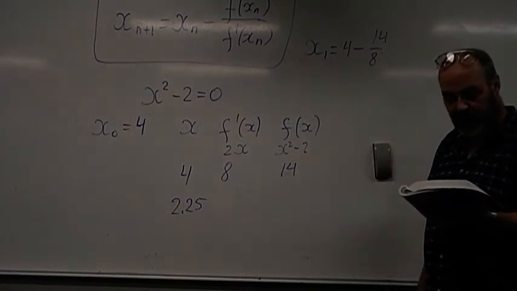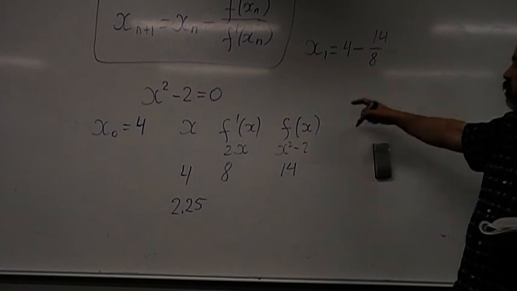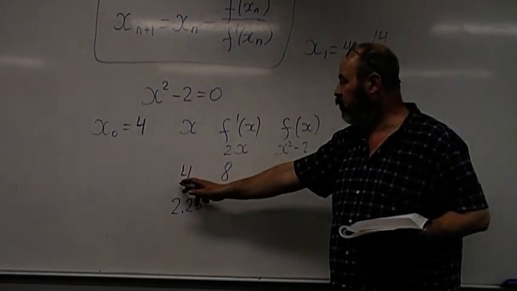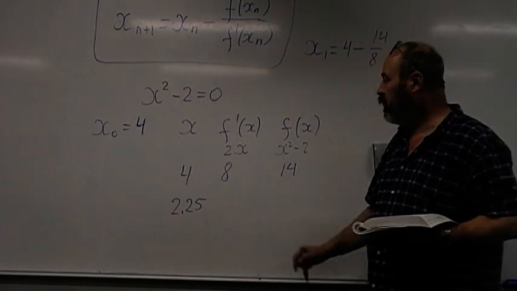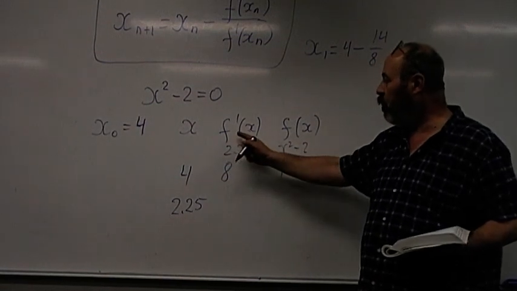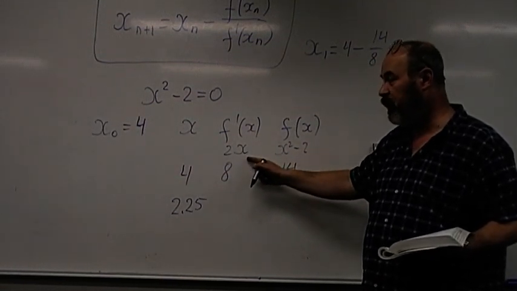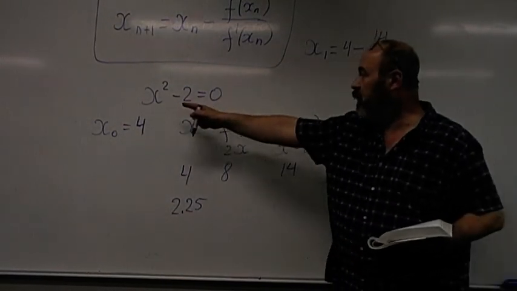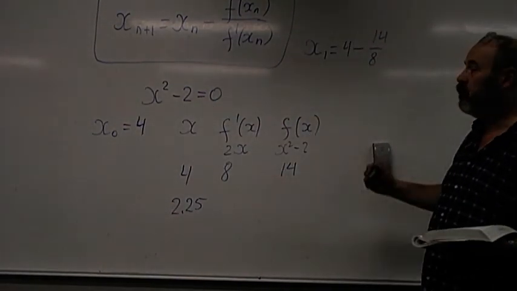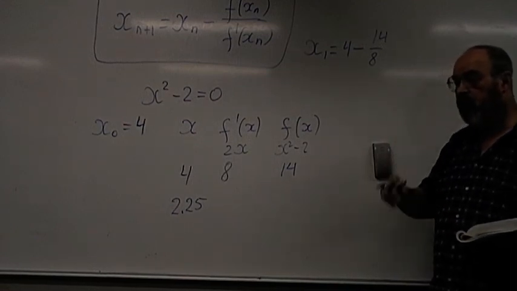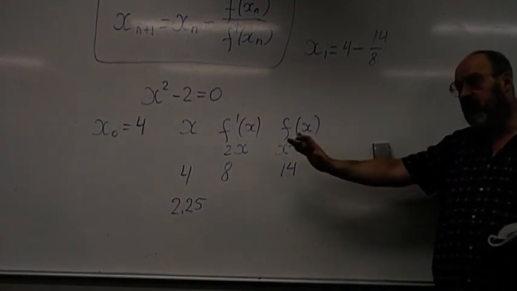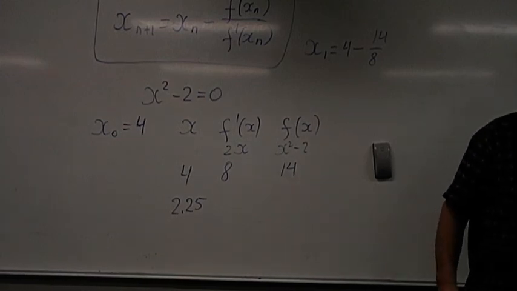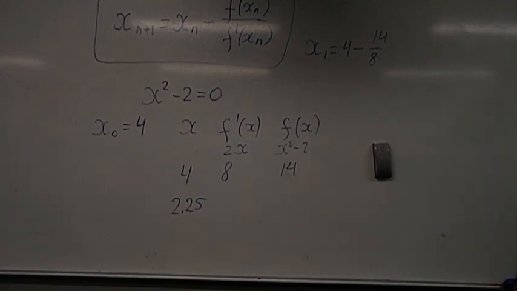Where did we get 4 from? It's the initial value, the first value of x. When x equals 4, the derivative, which is 2x, equals 8, and the value of the function when x equals 4 is 14. We can take any number. It doesn't have to be 4, but for this example we just started with 4.